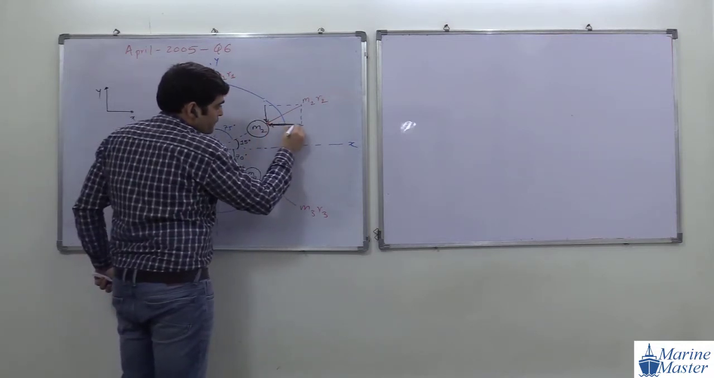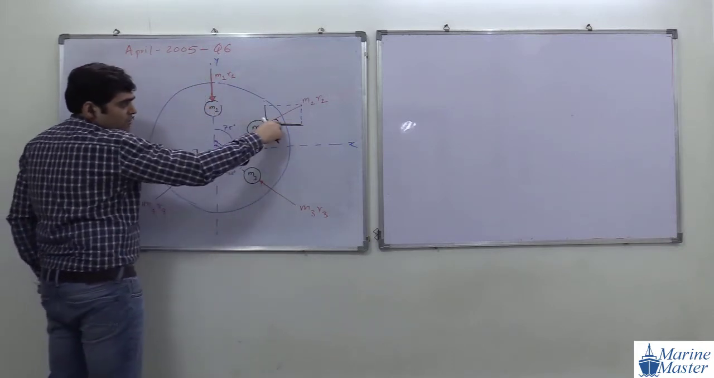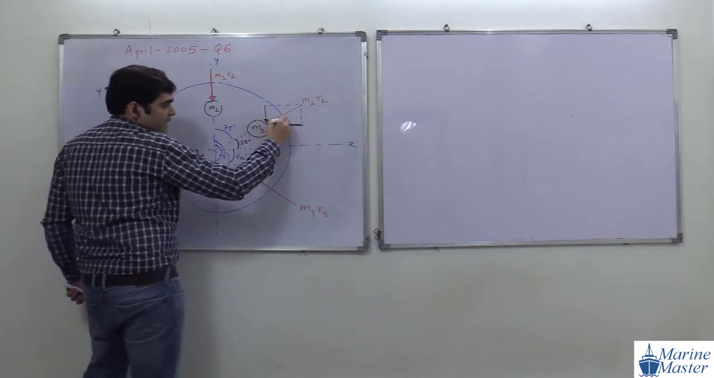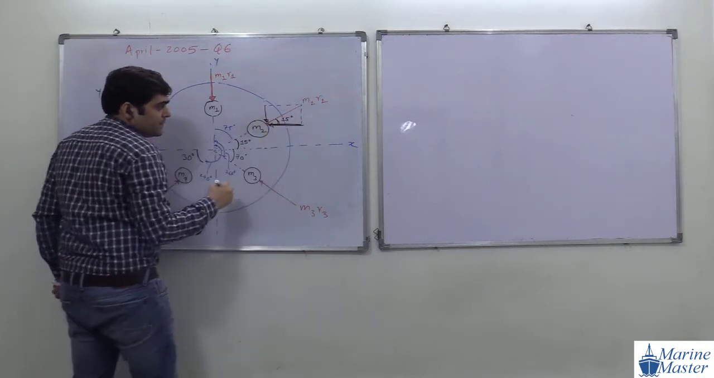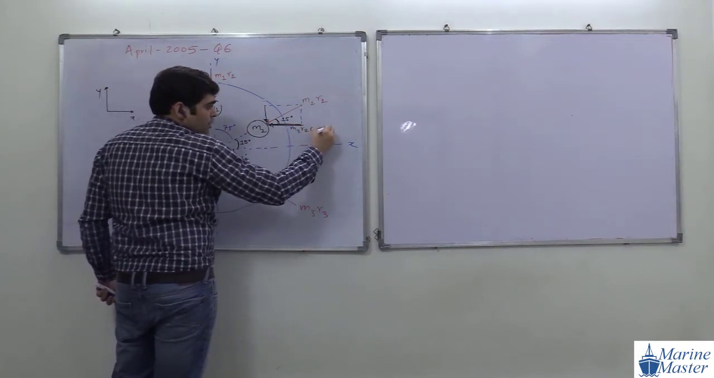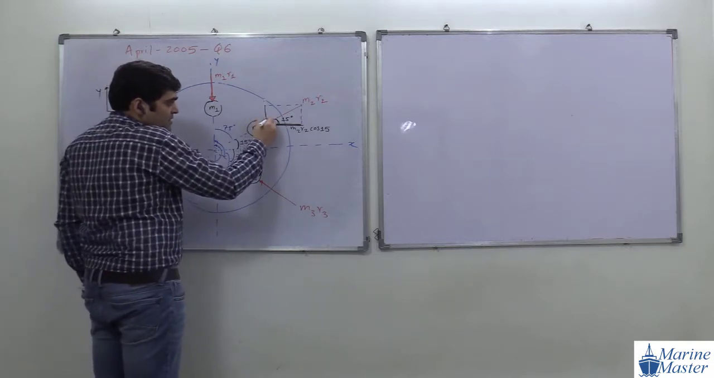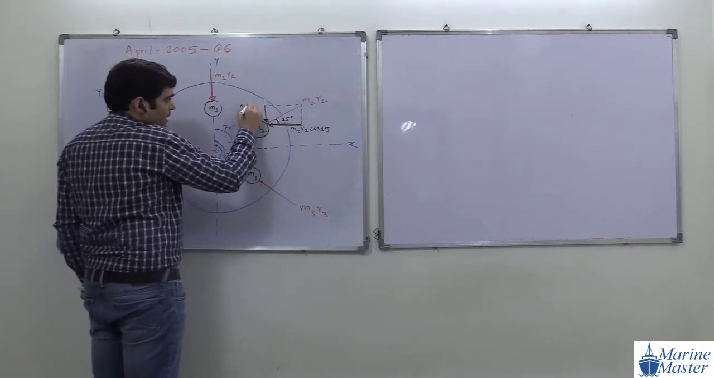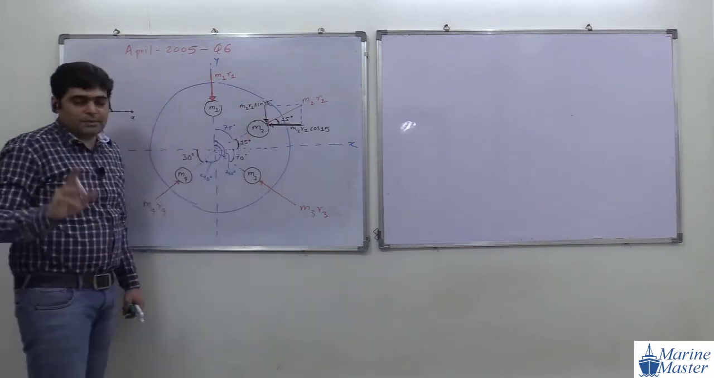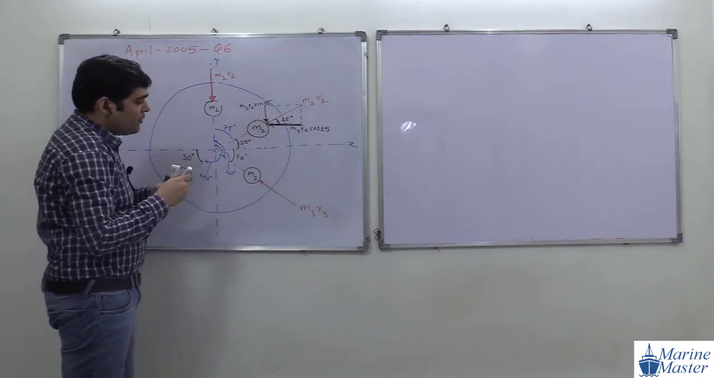So now this angle will be what? How much will be this angle? 15 degree. Okay, good. Then this is how much? M2 R2 cos 15. And then what about this component? M2 R2 sin 15. Okay, good. Now similar way we can take out the components of M3 R3.